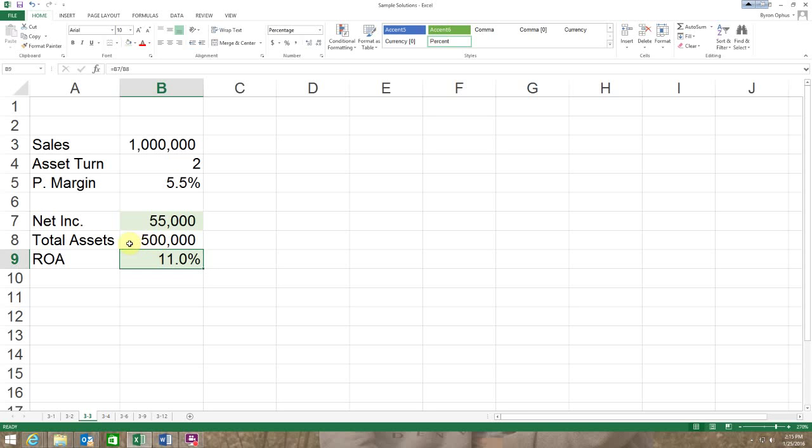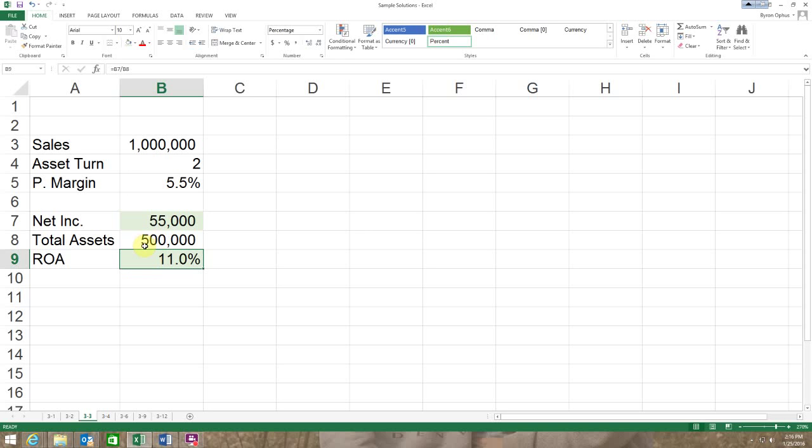And I know if I was looking at it the other way, if I didn't know what my sales were, and they said, "Oh, you've got total assets of 500,000, and your asset turnover is 2," then I would take my 2 times my total assets to equal my sales, right? And so just working through things backwards and forwards and sideways to figure out some of our different numbers.